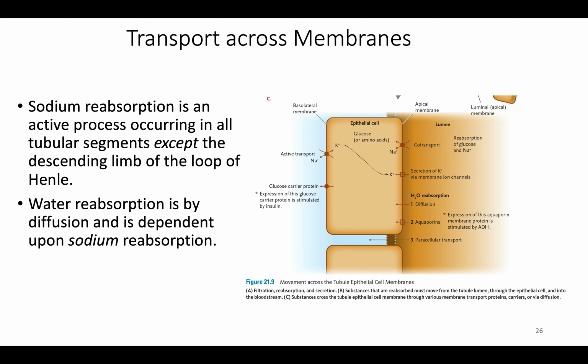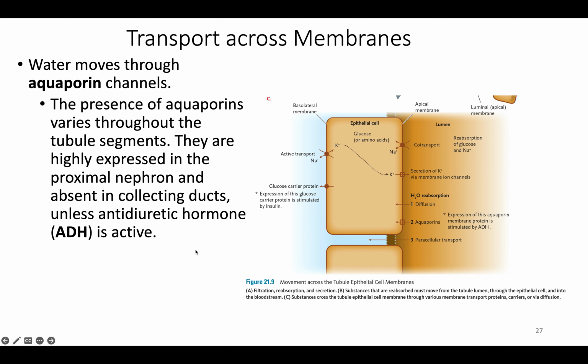So how do we do all of this? How do we regulate the water concentration? Well, water follows salt. So first, the sodium resorption occurs, and this is an active process in most places. And then the water follows. Then the water resorption is going to follow immediately by diffusion. And again, it's dependent on sodium resorption. So wherever the sodium goes, the water will follow after.